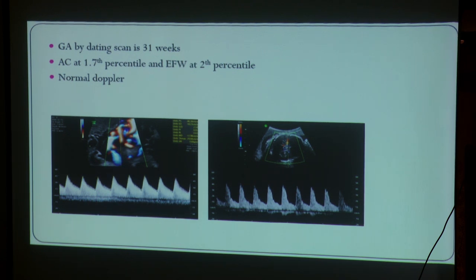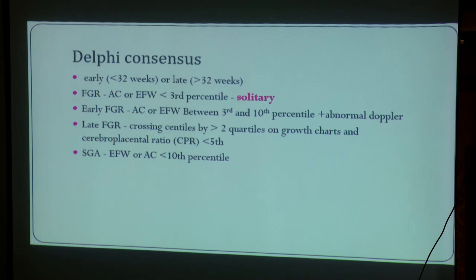Now case 3. Here we have GA at 31 weeks and AC and EFW are less than the 3rd percentile, with normal Doppler. Though the Doppler is normal, since AC and fetal weight fall below the 3rd percentile, it is FGR. When AC or EFW is less than the 3rd percentile, it is a solitary criterion to call it FGR. But when it falls between the 3rd to 10th percentile, we will have a dilemma whether it is FGR or SGA. So we will have to look for abnormal Doppler.